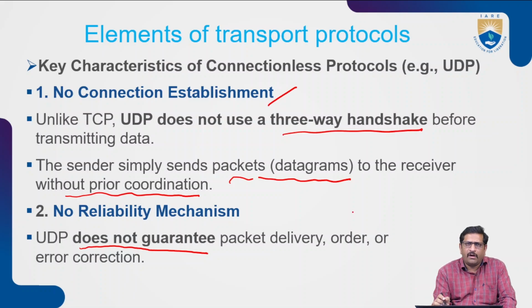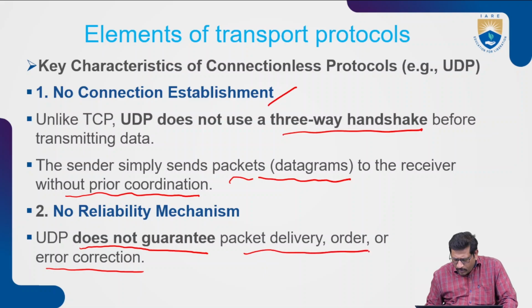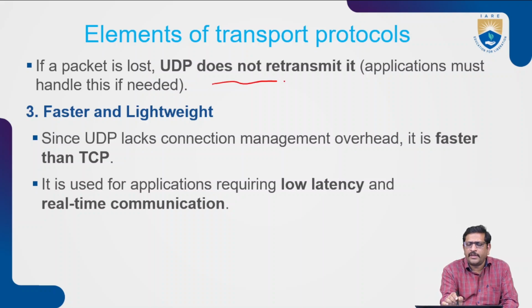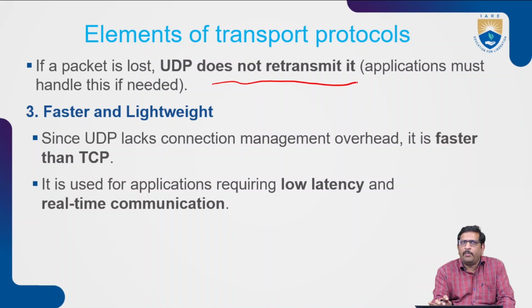The packet delivery or order, and the error correction, are not guaranteed. So this is a no-reliability mechanism, and faster. If a packet is lost, UDP does not retransmit it. But in TCP, if any packet is lost, the loss is identified immediately and the data is retransmitted, since it is connection oriented. So reliability and efficiency are improved compared with UDP. UDP does not retransmit data, which means the application must handle it if needed.